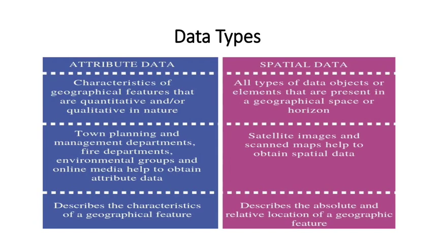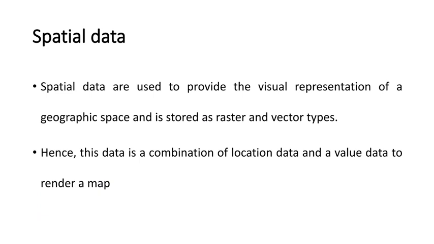So the satellite images and scanned maps help to obtain the spatial data, that is the elements which are present in the space or horizon. Town planning and management departments, fire department, environmental groups and online media help to obtain the attribute data, which is quantitative or qualitative in nature. Spatial data describes the absolute and relative location of a geographic feature, whereas attribute data describes the characteristics of a geographic feature. This is the basic difference between spatial data and attribute data.